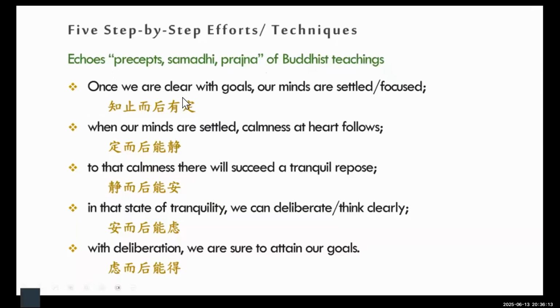First one, once we are clear with our goals, our minds are settled and focused. When our minds are settled, calmness at heart follows. To that calmness, there will succeed a tranquil repose, a tranquil peace of mind. In that state of tranquility, we can deliberate or think clearly. And finally, with this clear thinking, we are sure to attain our goal.